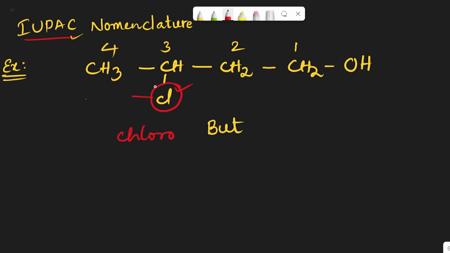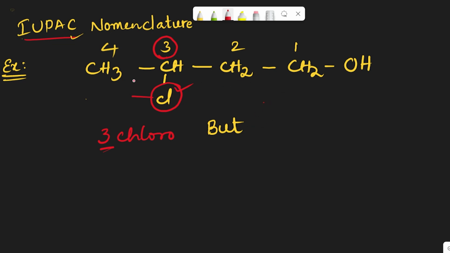And one more point here, the chlorine is present as a substituent at the third carbon atom. So then we have to write it as 3-chloro because it is present at the third carbon. So that's why we have to mention the number also. And but is a root word. Then we have to think about the suffix.